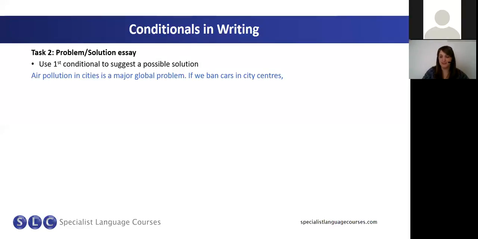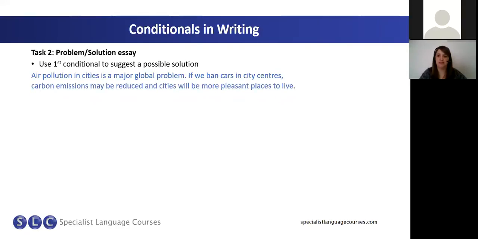Okay, it seems this is a more difficult topic, so let's have a look at the suggestions. If we ban cars in city centres, okay, we've got a couple here. If we ban cars in city centres, carbon emissions may be reduced and city centres will be more pleasant places to live. Notice that we can use may or might or could instead of will if we want to show possibility. And we've got some ideas here from Alex.